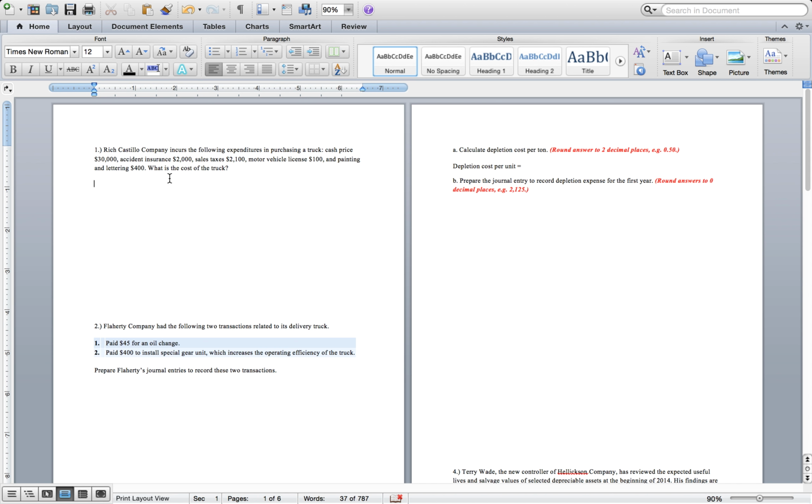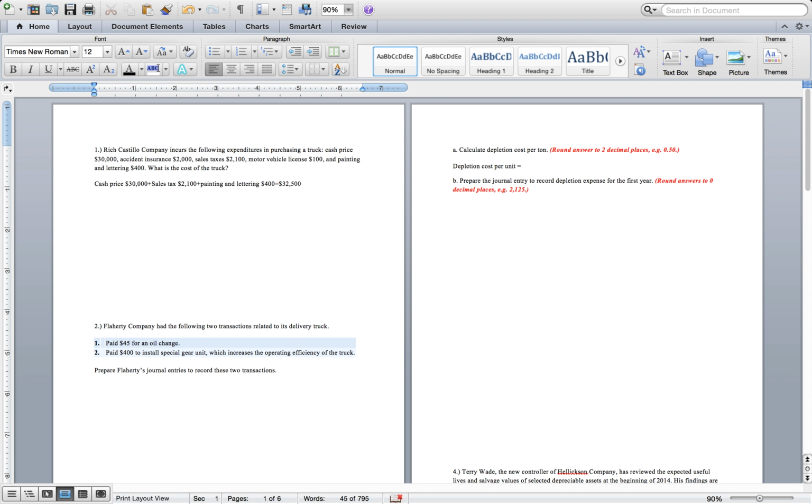So here we want to find the cost of the truck. Well, you want to start with the first one. The first one that will go on the cost of the truck will be the cash price. Okay? So we have a cash price here of $30,000. So now you want to add the sales tax, which is $2,100. You also want to add the painting and lettering, which is $400. Okay, so the total price of that truck you would put here: $32,500. Now the motor vehicle license will not go into it, $100, because that's going to be a recurring fee.